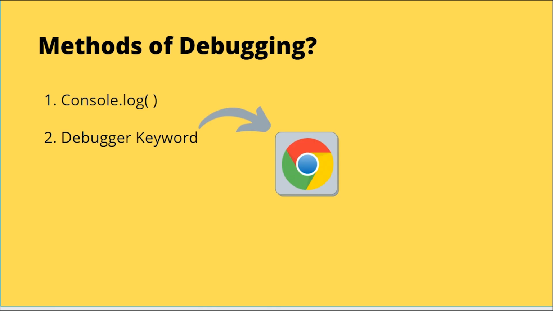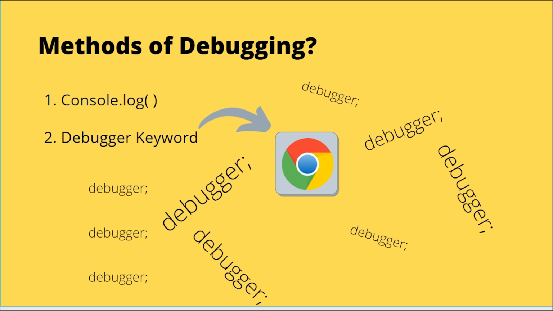But we still have a problem. Let's say you want to pause your code at multiple instances. In that case, you have to write and delete this keyword again and again at multiple lines in your code. And eventually, it will result in this.